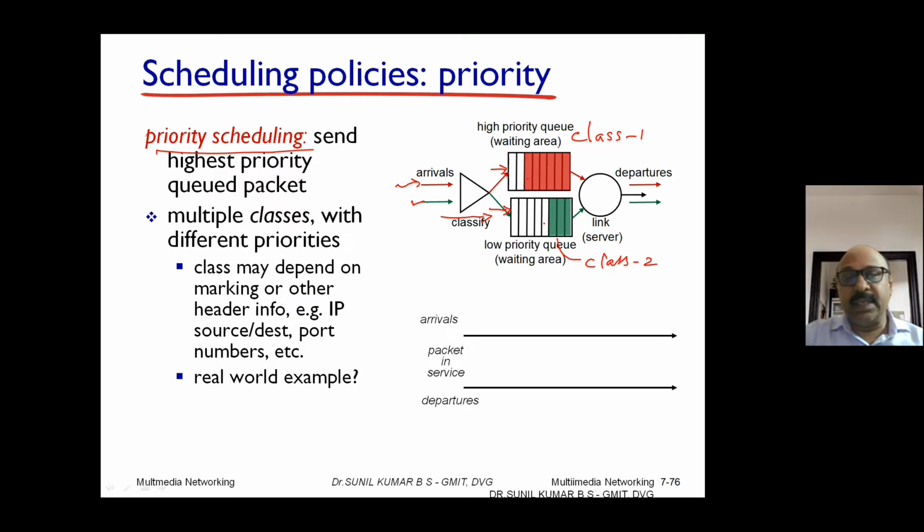What exactly does this priority scheduling do? It will always give priority to the class 1 packets. First priority is given to them. Once all the packets in Q1 are serviced, then the packets of Q2 will be serviced. So this is the basic structure of this prioritized queue. But let us see how exactly it will work.